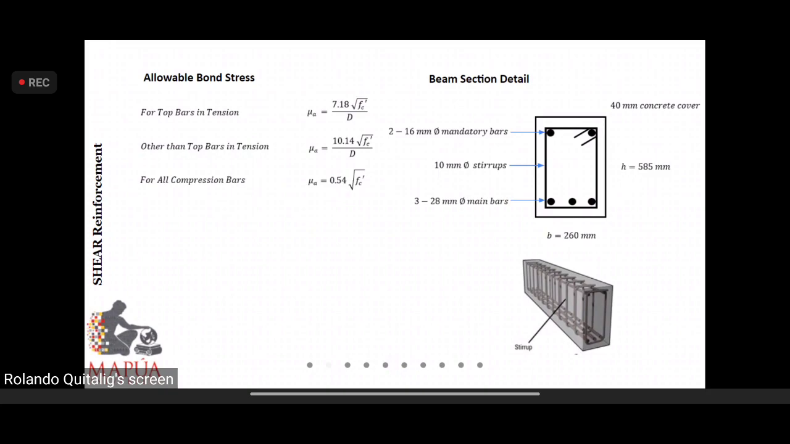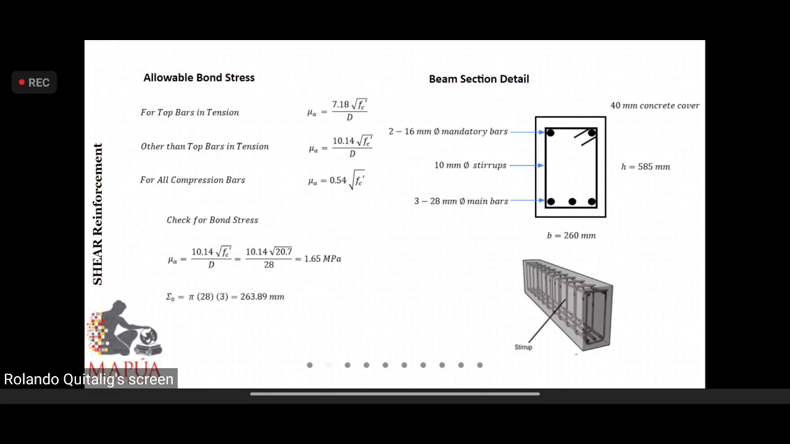We dwell on the singly reinforced rectangular beam. So we check for bond stress. We consider other than top bars in tension. So this is 10.14 square root of fc' over D, because the main bars are placed at the lower portion of the beam, so that will be the tension area. This will be 1.65 as the allowable.